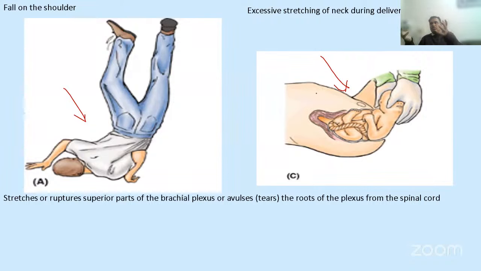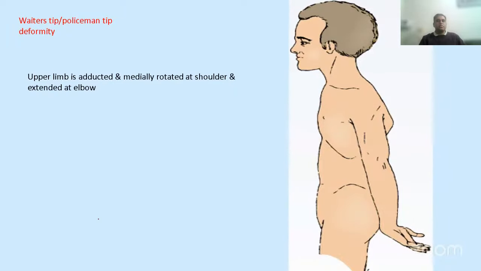The head has come out during the normal vaginal delivery, and the shoulders are actually obstructing the delivery. It's known as shoulder dystocia. In that, you have to slightly manipulate the neck region. In those cases, there can be excessive stretching that will lead to Erb's palsy, where the superior part, mainly C5 and C6, is involved. Simple as that. So this is the waiter's tip or policeman's tip deformity.